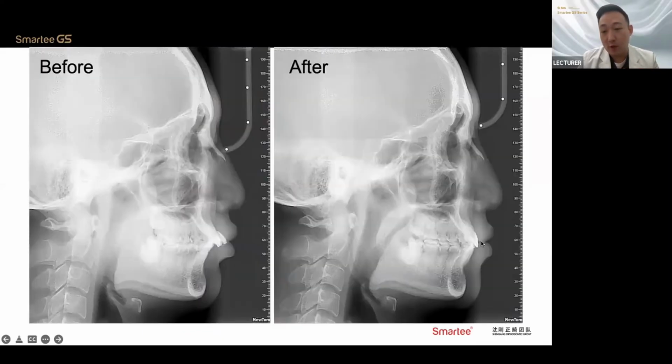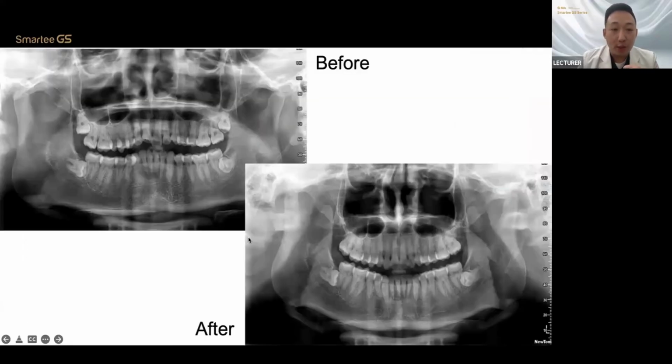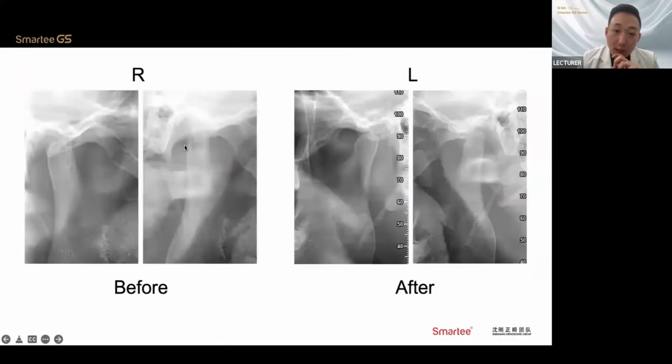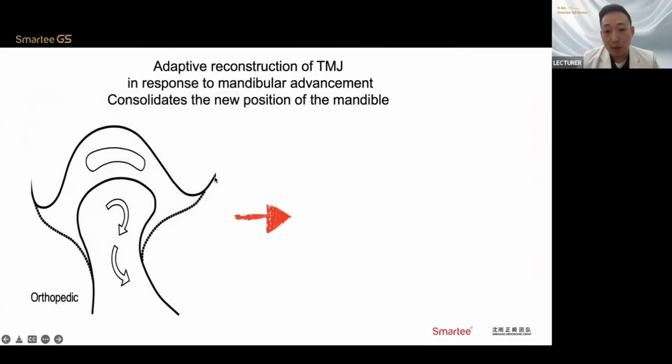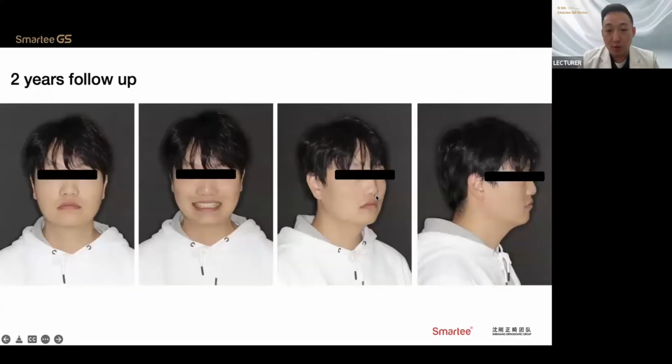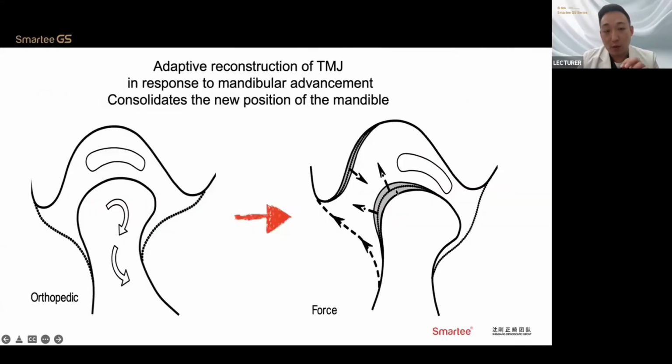Okay, you can see on the side we retracted the incisor, and that will help the profile. And also from the OPG, you can see here on both condyles there's a double line. It's bone regeneration, bone reconstruction here. That's because when we moved the mandible forward, the condyle is subject to a force here, and that will let the adaptive reconstruction of the TMJ happen here. So when we take a look at the OPG, we can see the 2 bone layers there on the condyle.